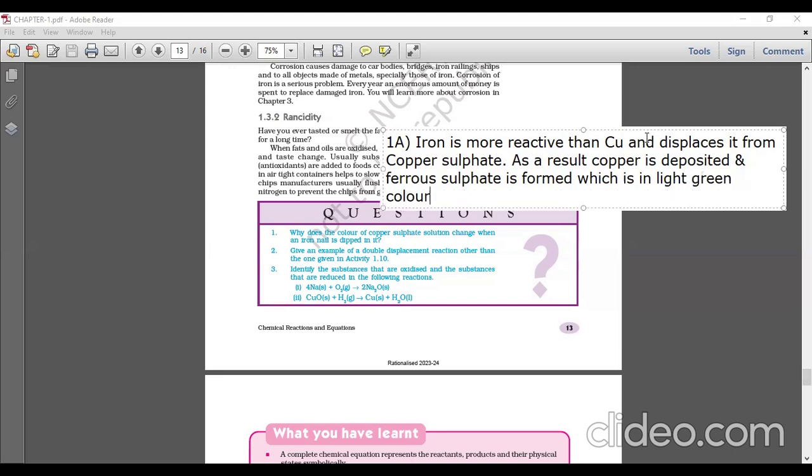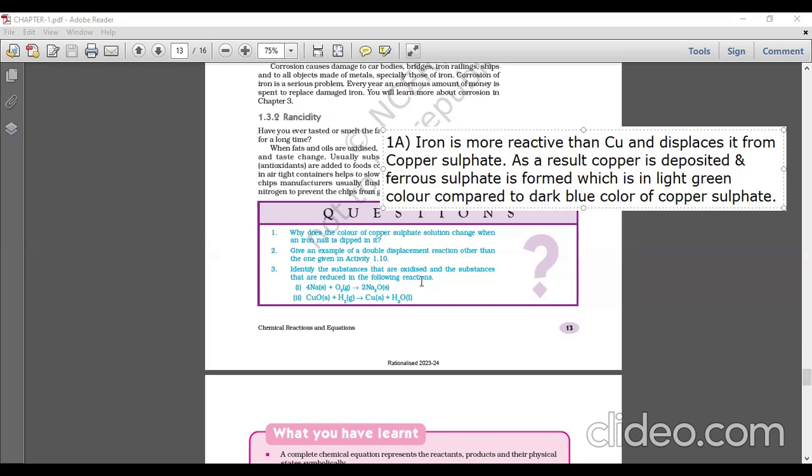Understood? I hope you understood. Light green color. So that is why the color has changed. You should write the color as well. And what was the color compared to the previous color? Compared to the dark blue color of copper sulfate. Okay, this will be the answer for the first one.